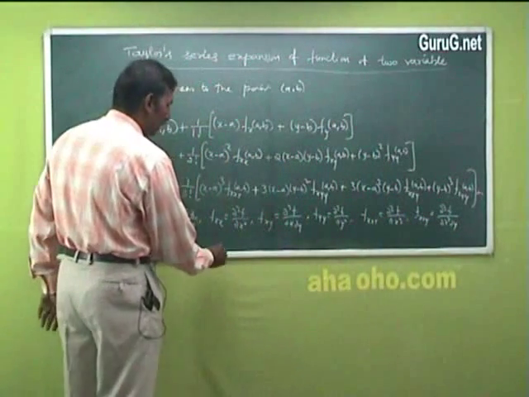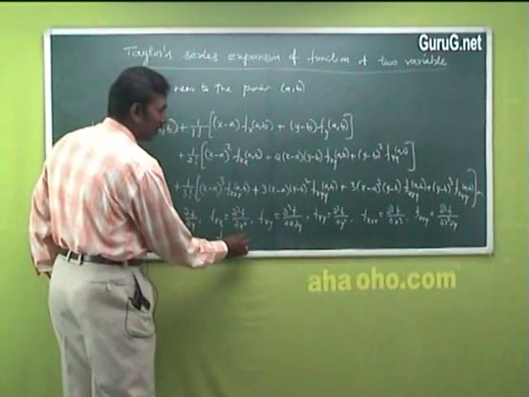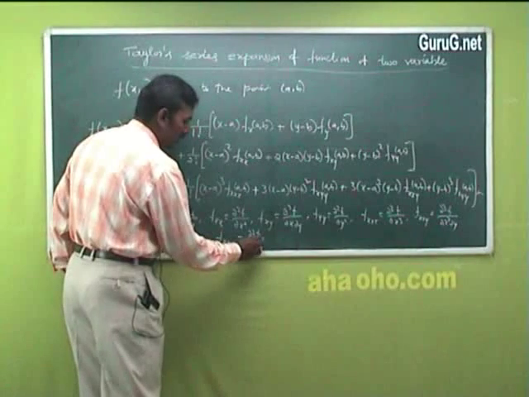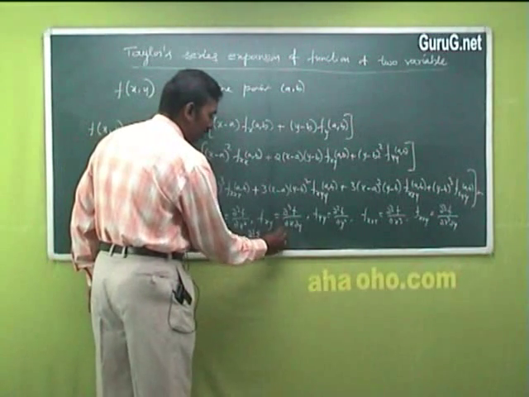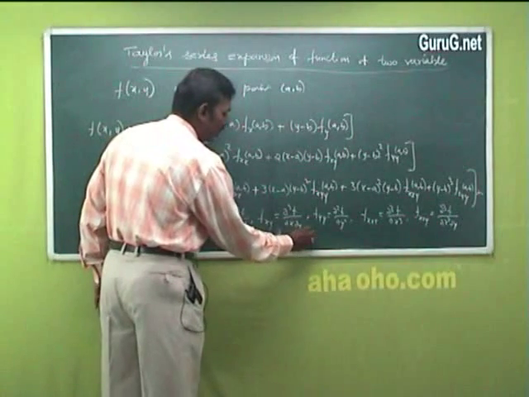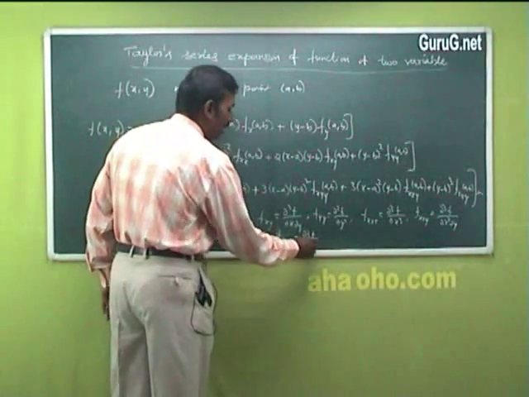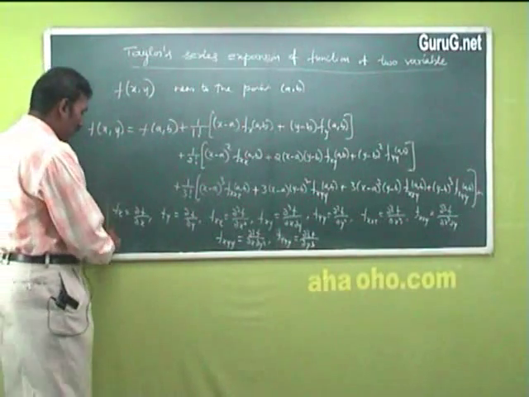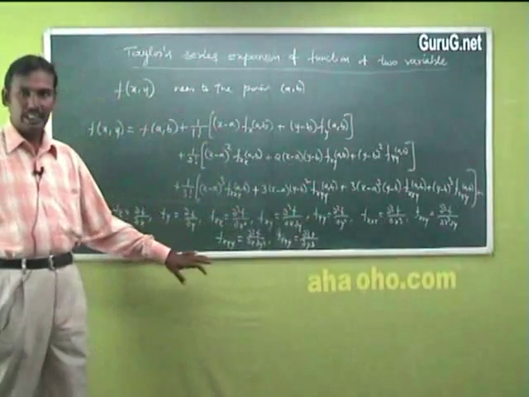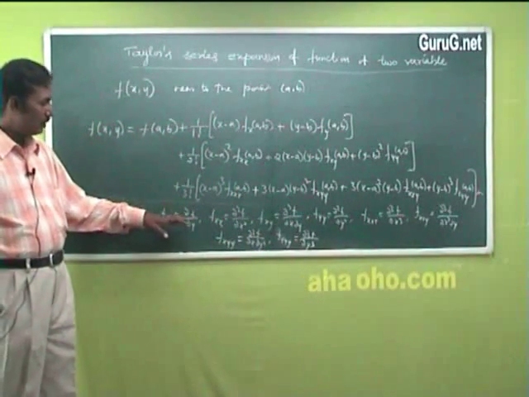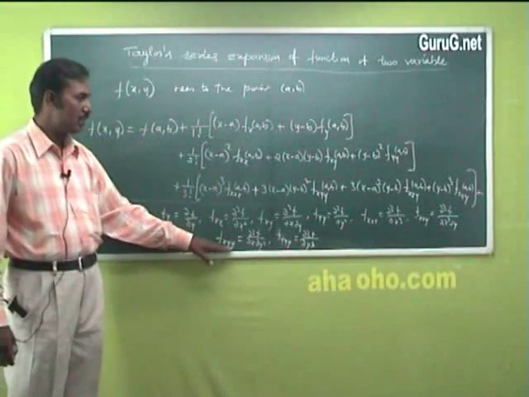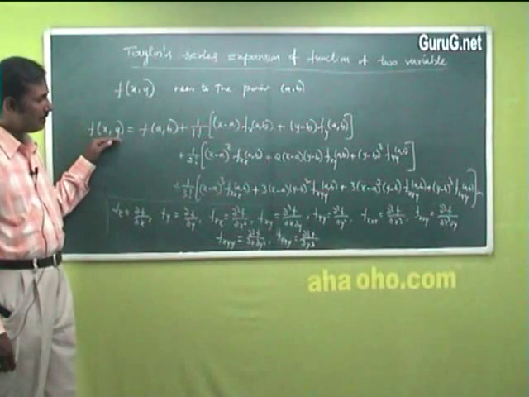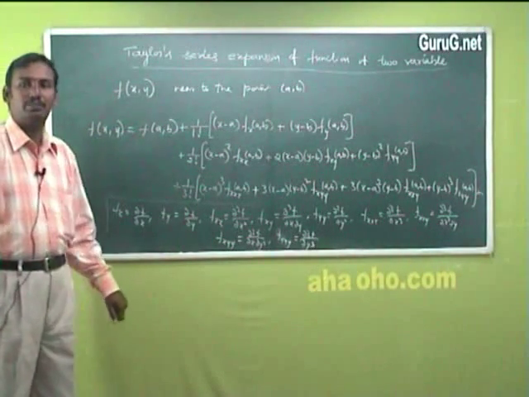Then fxyy is dou cube f by dou x dou y squared. Then fyyy is dou cube f by dou y cube. When a Taylor series expansion is asked, if they ask up to third order derivative, you have to find all first order, second order and third order derivatives, and then substitute the point a comma b in these expressions, and then substitute in this formula, right? So that is the formula for Taylor series expansion of function of two variables, right?